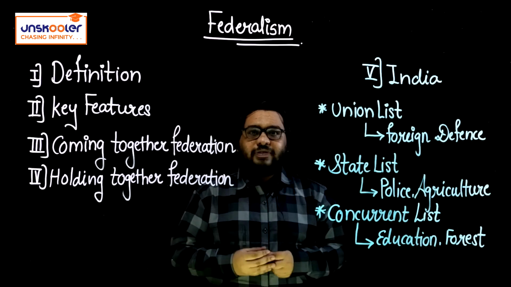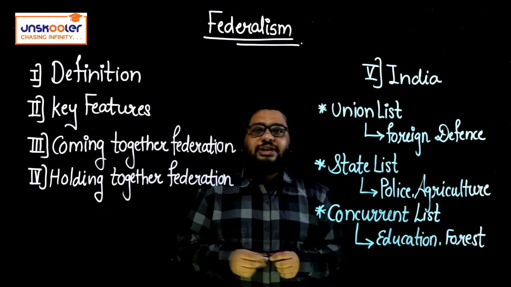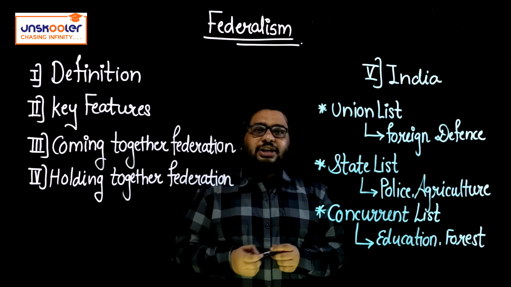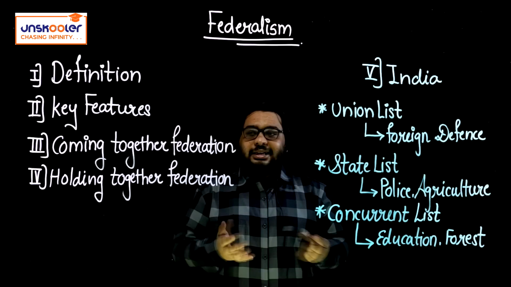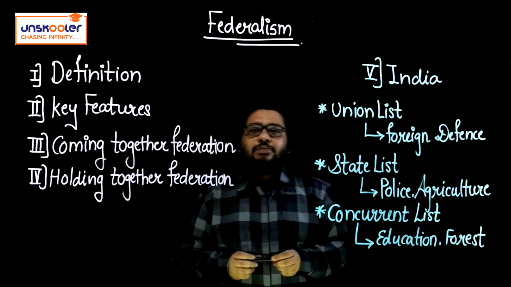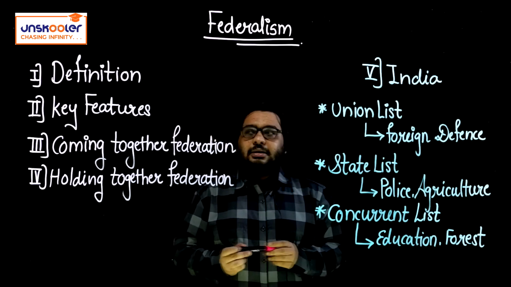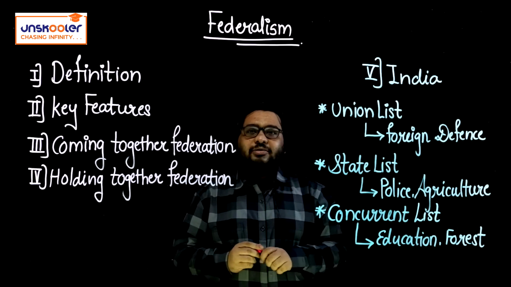The third would be in case of a conflict. As there are more than two parties, there can be a conflict, and most likely there always is a conflict in terms of power sharing. So that will be adjudicated by a court or a higher authority. In India's case, it is the Supreme Court which determines the power jurisdiction between the center and the state. So those are the basic key features of a federal government.